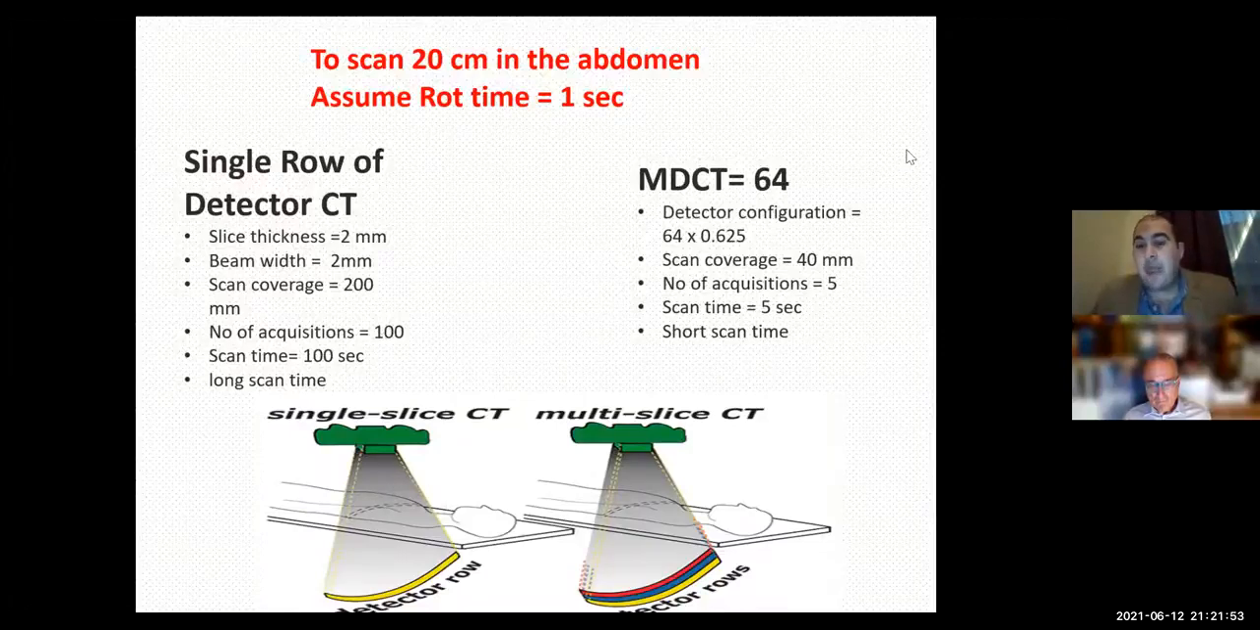It's a long scan time. But using a multi-detector CT, we have 64 rows of detectors. On using detector configuration 64, and each detector is 0.625, this is the detector width of the slice thickness. So scan coverage per acquisition is 40 millimeters, which is 4 centimeters. So I need only 5 acquisitions to get a 20 centimeter scan. Assuming rotation time is 1 second, I need only 5 seconds. So it's a big difference between using single row of detectors and multi-detector CT.